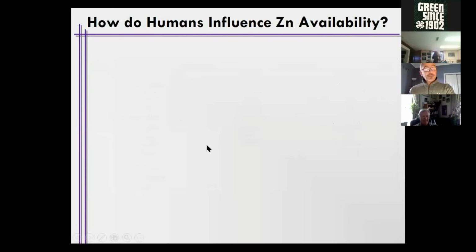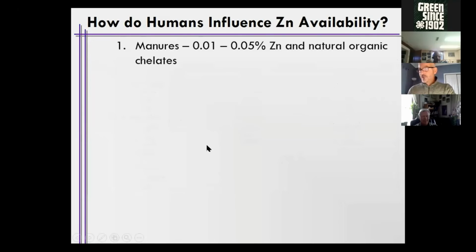So how do you influence zinc availability in our systems? Again, we apply zinc fertilizers. One of the forms would be manures or biosolids or other organic amendments. We typically have 0.01 to 0.05% zinc. That's 100 parts per million to 500 parts per million zinc. Our plants need about, what do we need? 1.5 ppm in a soil solution. Actually, I think we need to be above 1.5 from what I recall, okay? So manures, compost, biosolids, plenty of zinc.